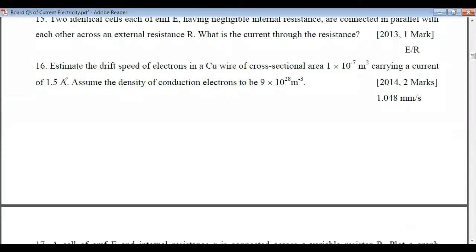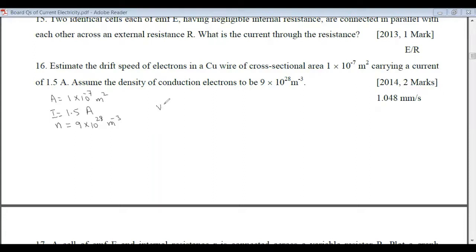Question number 16: estimate the drift speed of the electrons in a copper wire of cross-sectional area 1 into 10 raised to the power minus 7 meter square, carrying a current of 1.5 amperes. So the cross-sectional area is given as 1 into 10 raised to the power minus 7 meter square and the current is given as 1.5 ampere. And the number density of the electrons is given as 9 into 10 raised to the power 28 per meter cube. Now here you have to find out the drift speed.